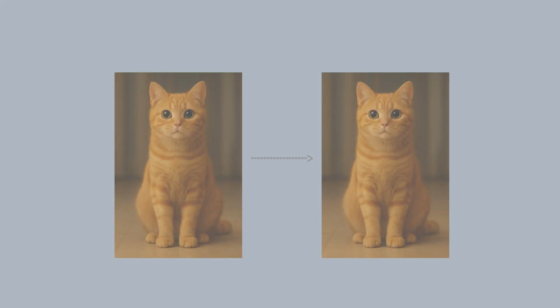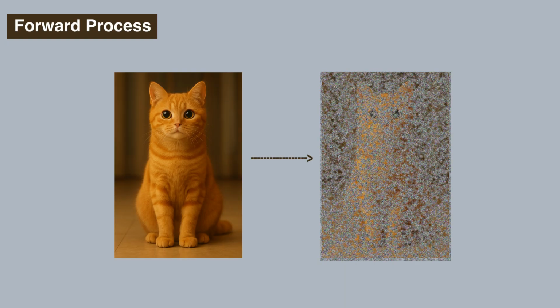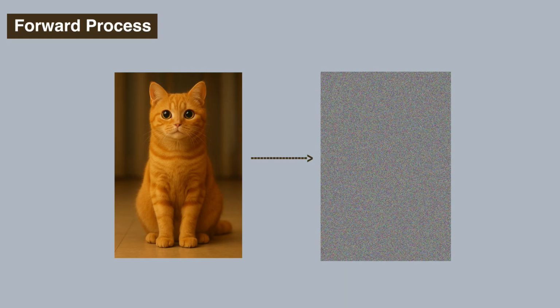Take this image for example. It starts off clean, full of color, detail and meaning. But watch what happens as we begin to add noise. Bit by bit, the image gets messier until it looks like pure static. This part is called the forward process, and it's completely controlled. At every step, we know exactly how much noise is being added.